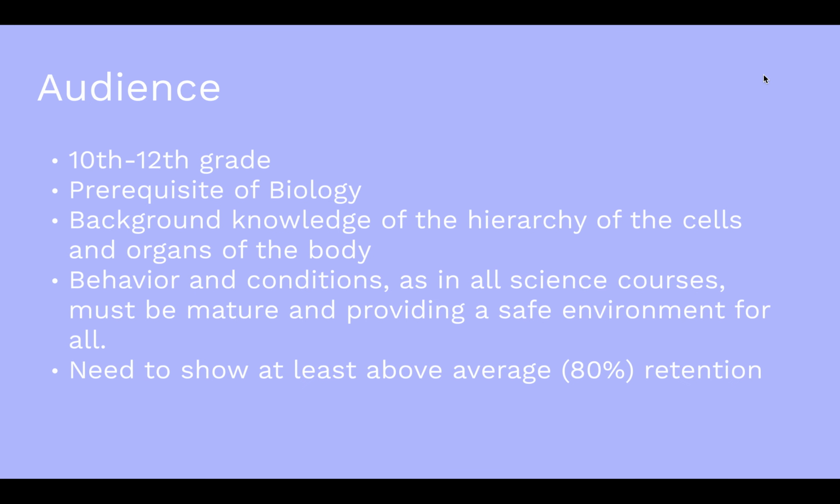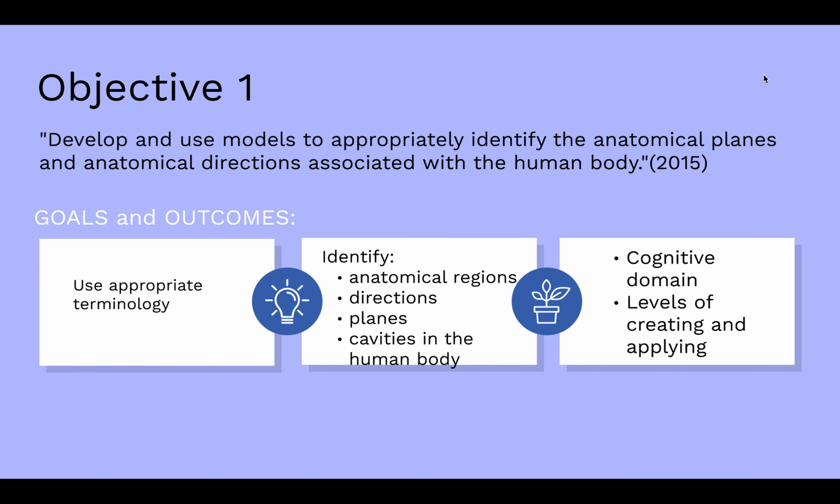My audience will be 10th through 12th graders who have taken the prerequisite of 9th grade biology. They will have a background knowledge of the hierarchy of the cells and organs of the body. Their behavior and conditions: they will conduct themselves in a mature manner so that there's a safe environment in the lab experiments that we do. And the goal will be to show at least above average with 80% retention.